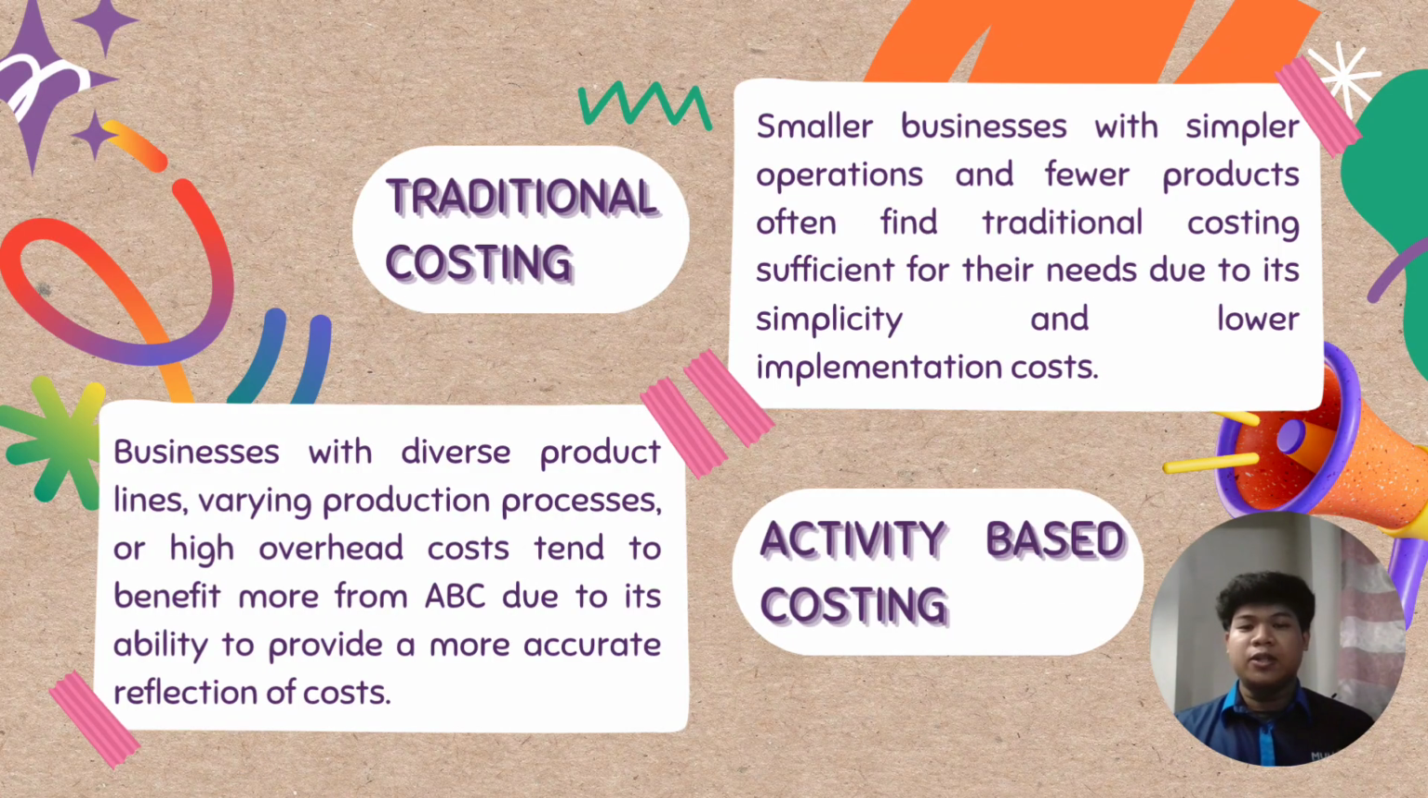The differences between these two methods offer distinct advantages, allowing all types of businesses to use these two costing methods according to their specific needs. Smaller businesses with simpler operations and fewer products often find traditional costing sufficient for their needs due to its simplicity and lower implementation costs. Businesses with diverse product lines, varying production processes, or high overhead costs tend to benefit more from ABC due to its ability to provide a more accurate reflection of costs.